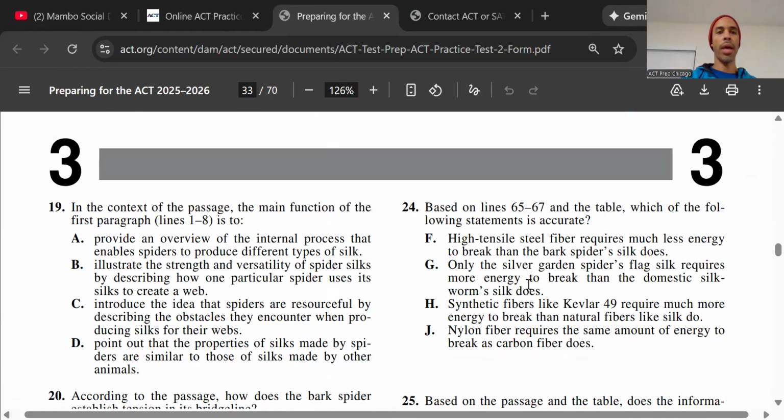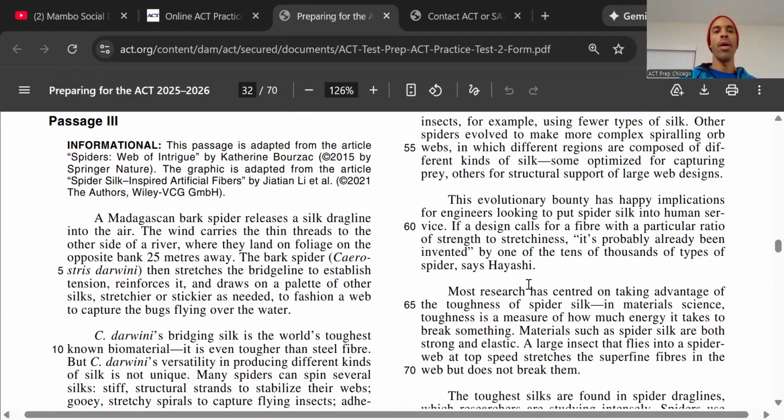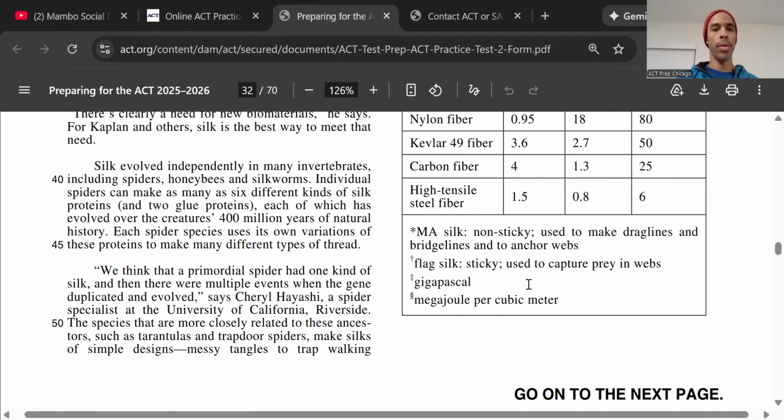In the context of the passage, the main function of the first paragraph is to... what was the function of the first paragraph? I think it was talking about the Madagascar bark spider releasing the wind, carrying the wind thread. So it was just telling us how the Madagascar bark spider creates a web, right?